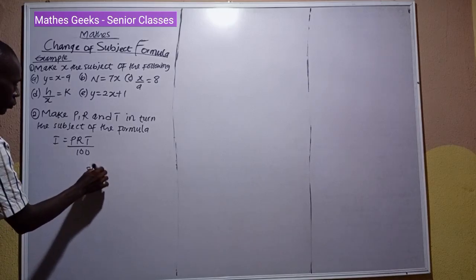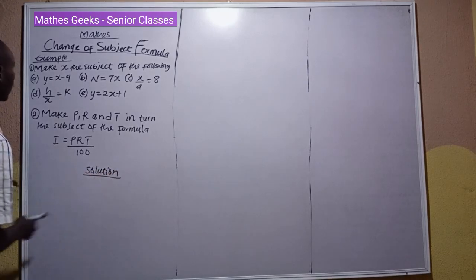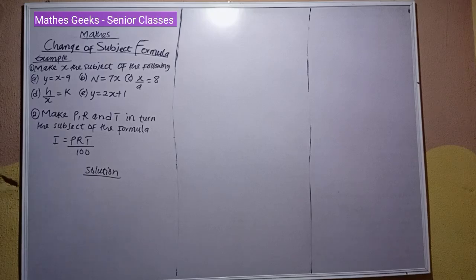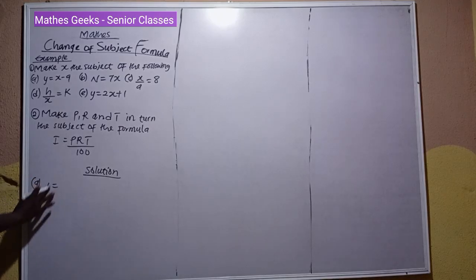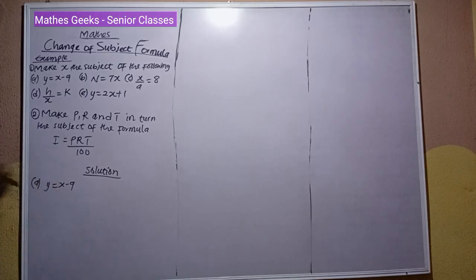Question: make x the subject of the following. a, y equals x minus 9. So x minus 9, remember I said, now in this case we want to make x the subject of the formula, and that means we want to make x occupy this position, making x stand alone or stand on its own, while 9 and y will be on the other side of the equation.